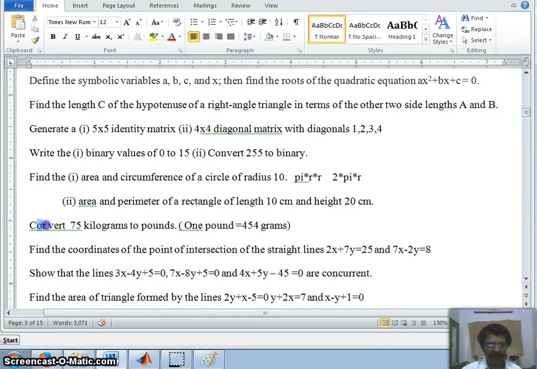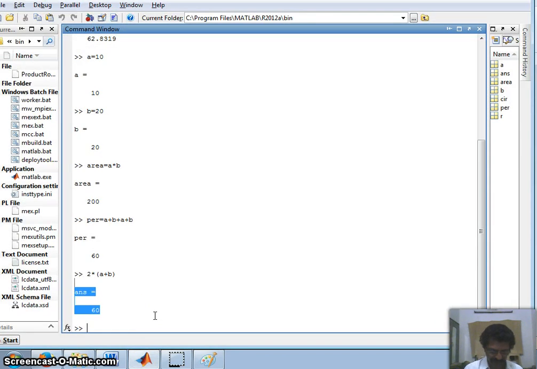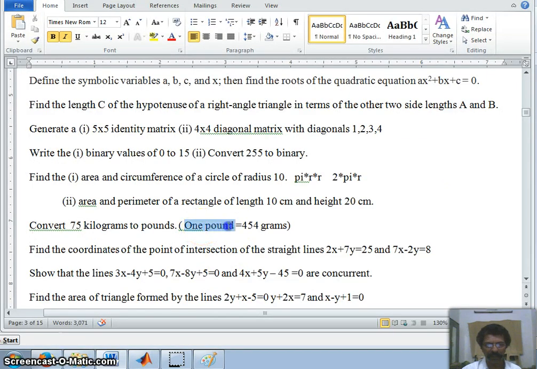Right, the next one, convert 75 kilograms to pounds, and for information it is given that 1 pound is equal to 454 grams. Right, 454 grams is equal to 1 pound. Therefore 75 kilo means 75 times 10 power 3, so 75,000 grams is equal to how much? The only thing is 75,000 is to be divided by 454. Therefore we can simply say 75 kilo divided by 454. Therefore I get 165.19 pounds.